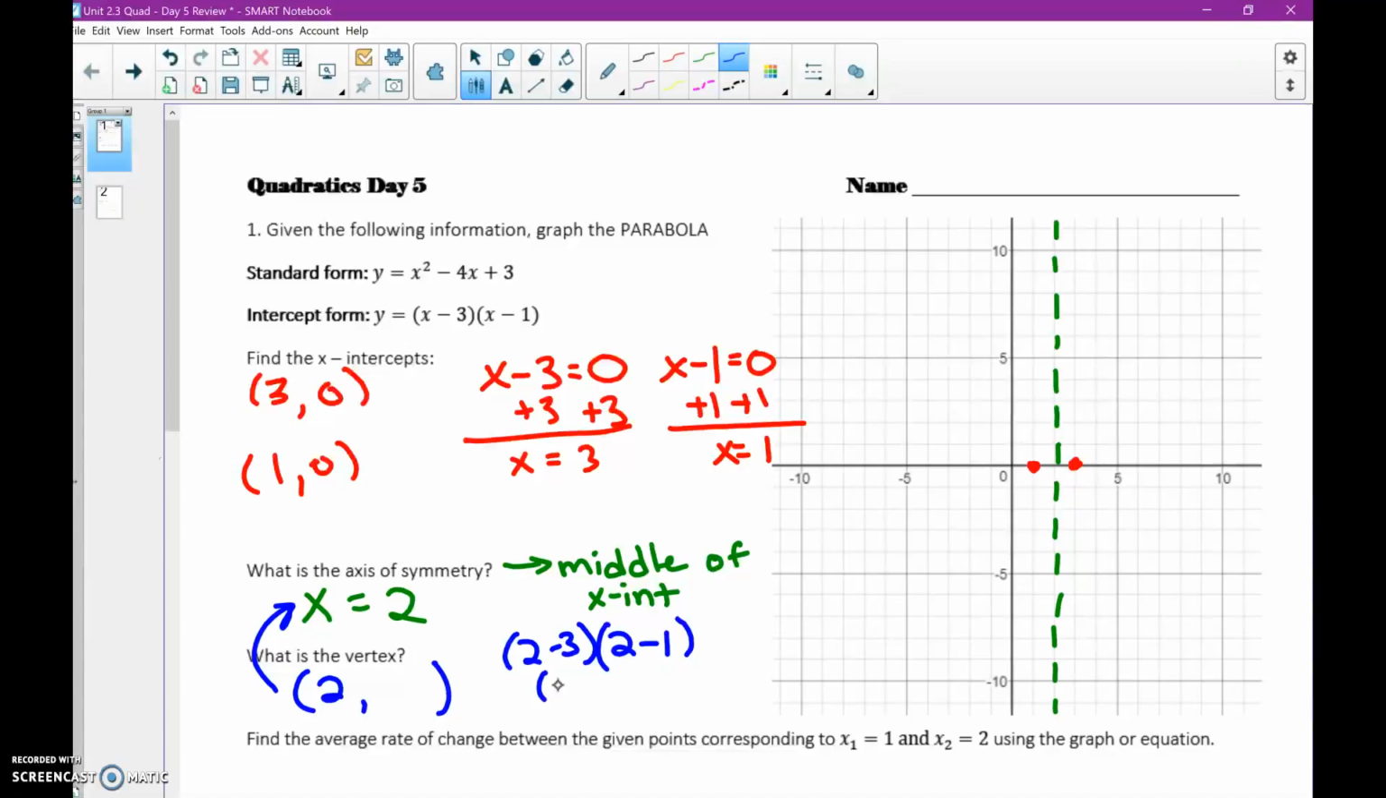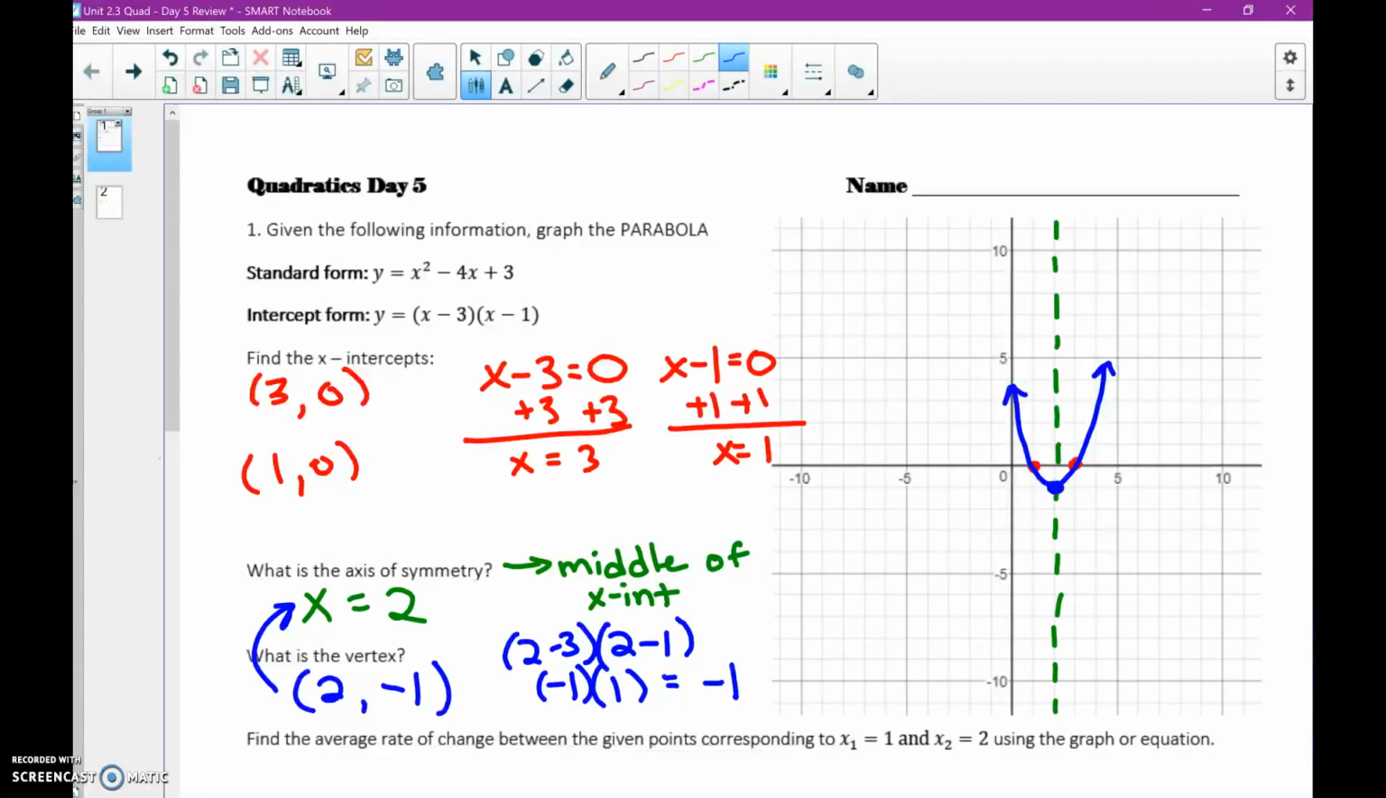That's it. 2 minus 3 is -1. 2 minus 1 is 1. Multiply those together and I get -1. So there's my vertex point, 2, -1 right there. And then I can draw my parabola through. All right, so that's really all it takes to be able to draw this from your intercept form.